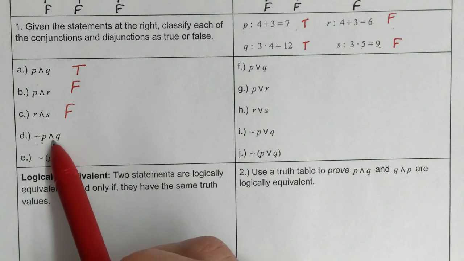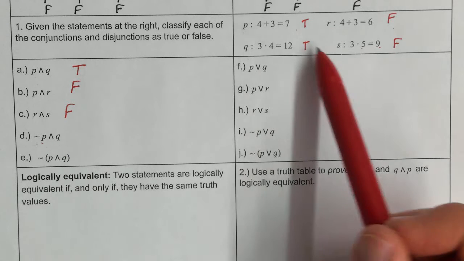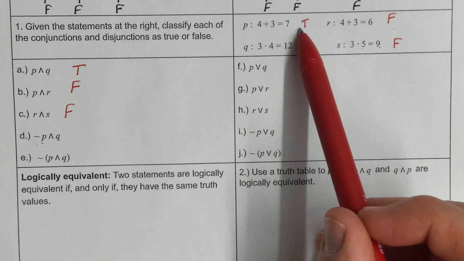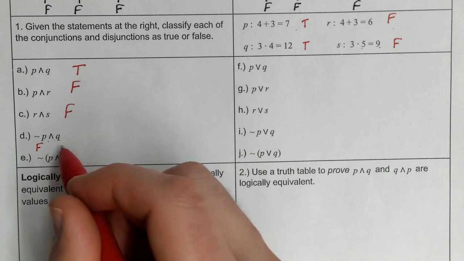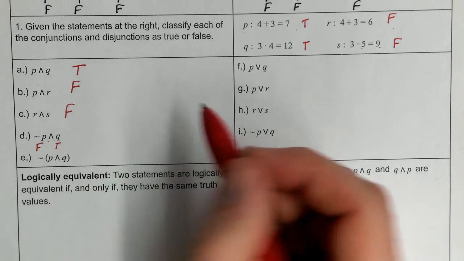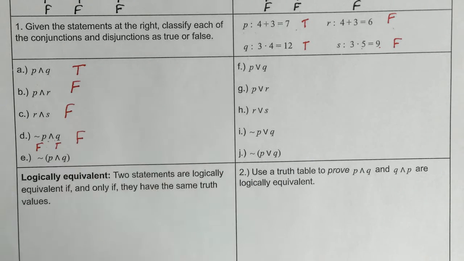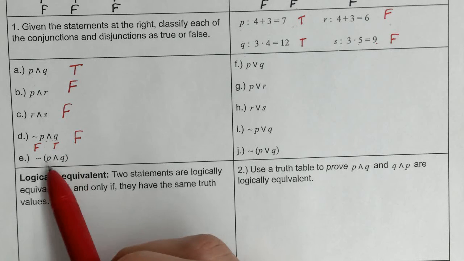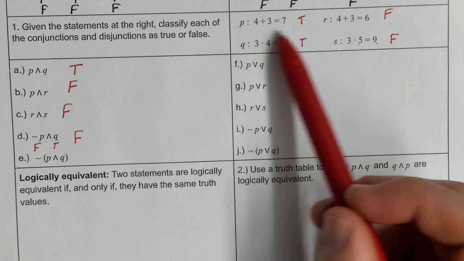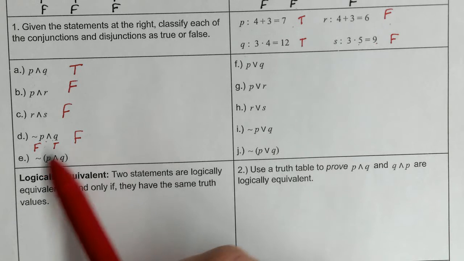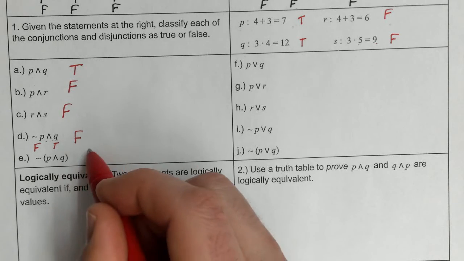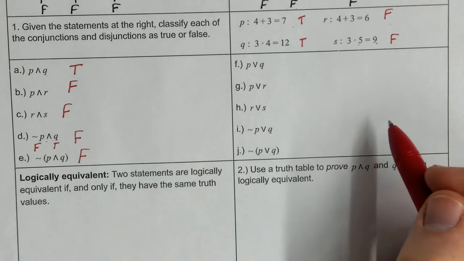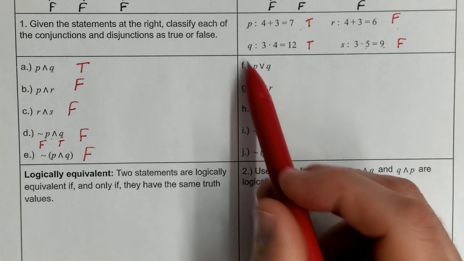Not P and Q. Let's check not P. P is true, so not P would be false. So I have false and true. That means overall that statement is false. Let's check this one, not (P and Q). If I go to P and Q, I see true and true, but the negation of the true statement would lead to a false statement. That one's false.